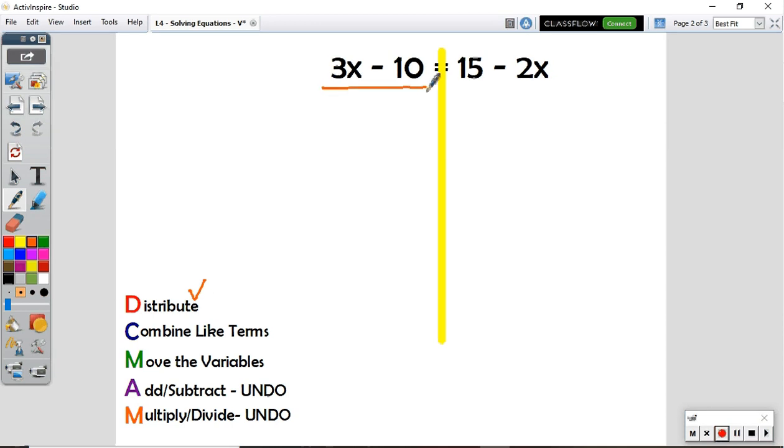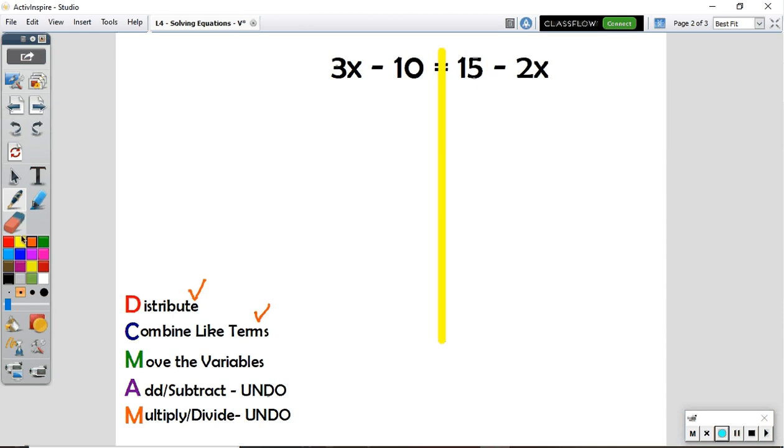Combine like terms. So anything over here? No, no like terms. Check the other side. No like terms. So that step is done. Now we have to see if we have to move our variables. Well, when I look at this, I have variables on the left and variables on the right. So I need to move them together.